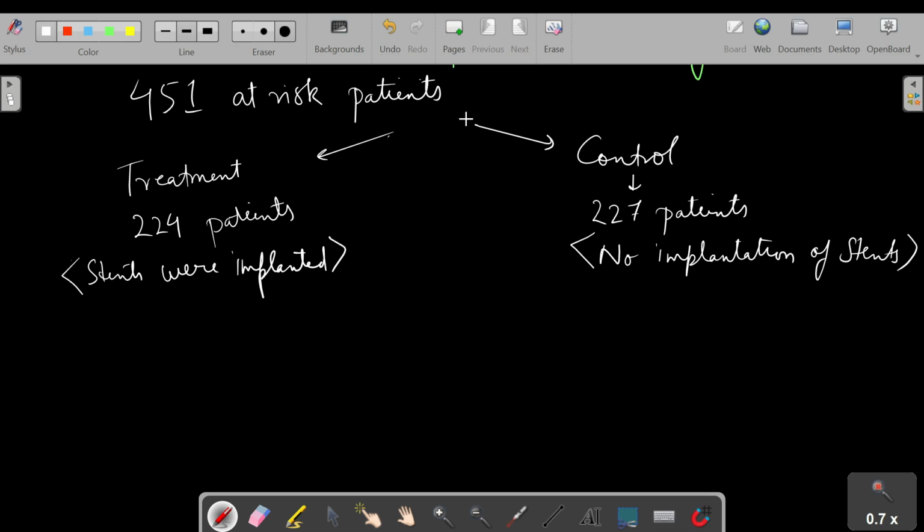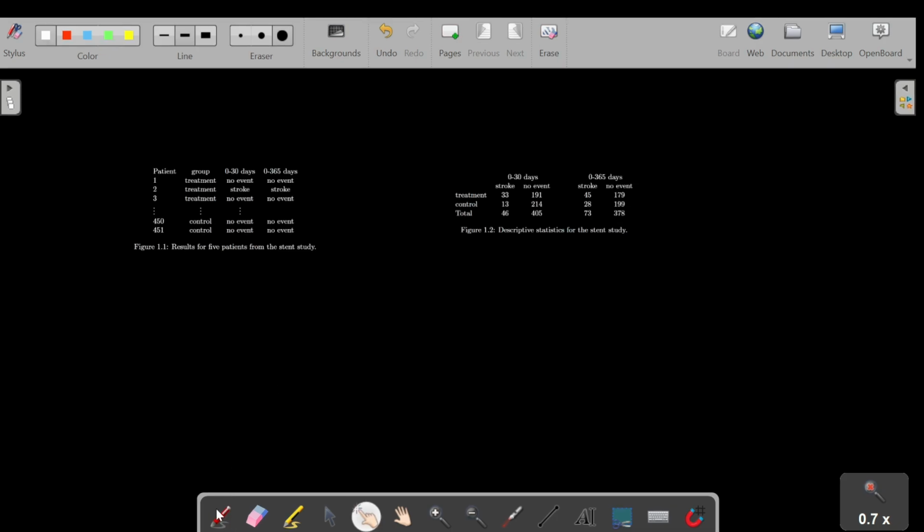So now two groups have been created. The control group is basically our reference group, and we look into how our treatment group is performing by comparing it with the control group. Researchers monitored the patients for 30 days and 365 days, and each patient was tagged to a treatment group or a control group, and they would see whether in the first 30 days they had gotten a stroke or not. The people in the treatment group have been implanted a stent and the people in the control group have not received any stent treatment.